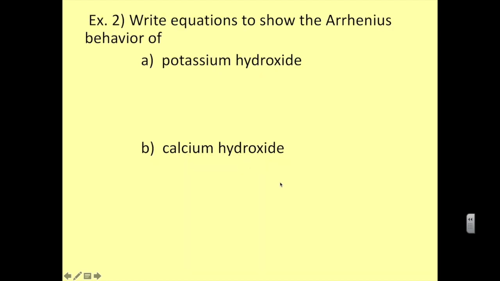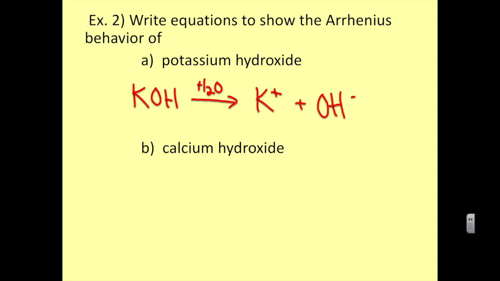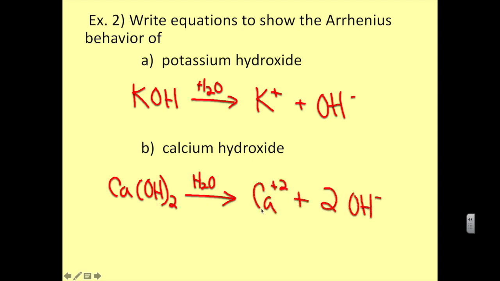Okay. Now, to show the equations for the Arrhenius behavior of potassium hydroxide, that's KOH, just draw water on top of an arrow and we get K+ and OH-. For calcium hydroxide, we have calcium and two hydroxides. So it will dissolve in water to make a calcium 2+ and two hydroxides. Okay.